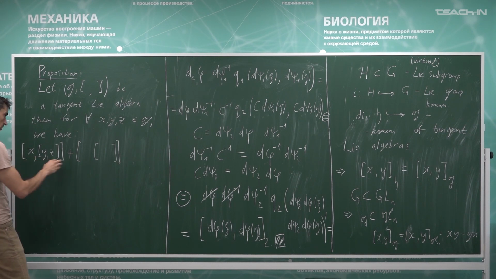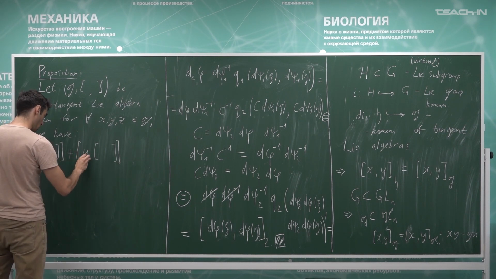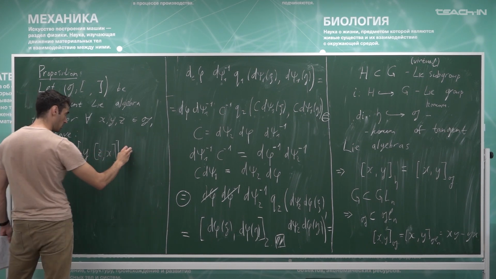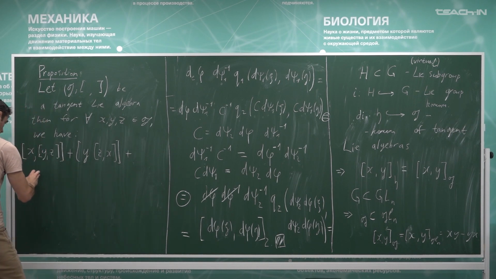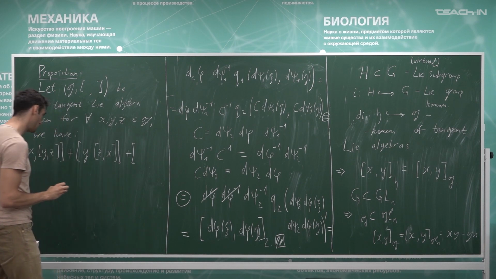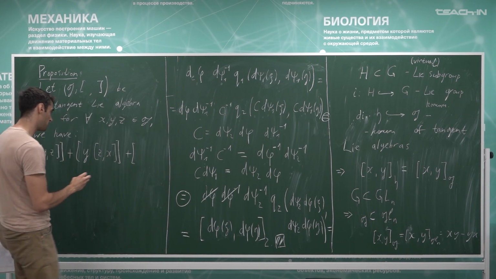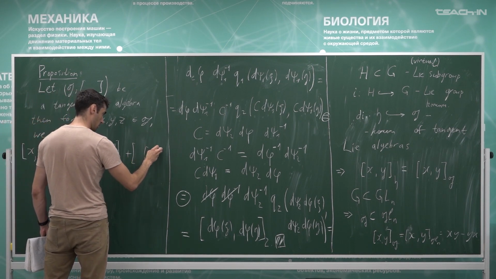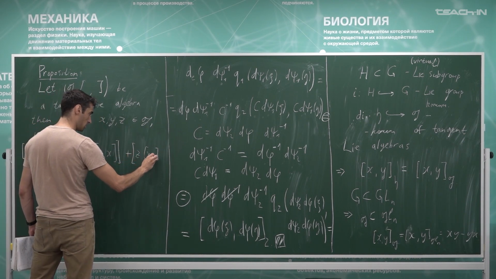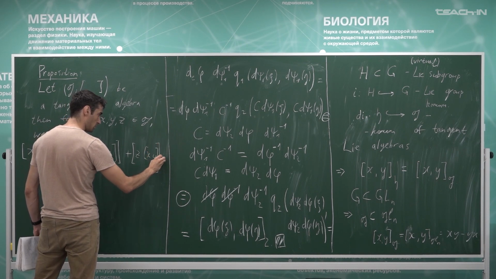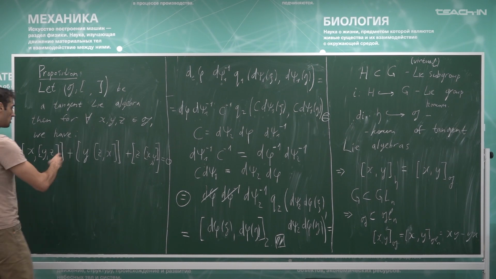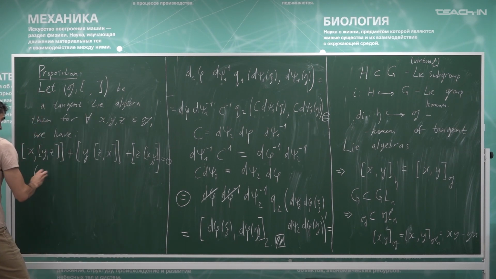So y goes to here, z goes to here, and x goes to here, plus, I can squeeze it in here, I guess. So z goes in here, x goes in here, y goes in here, and this equals 0. And this identity is called the Jacobi identity.